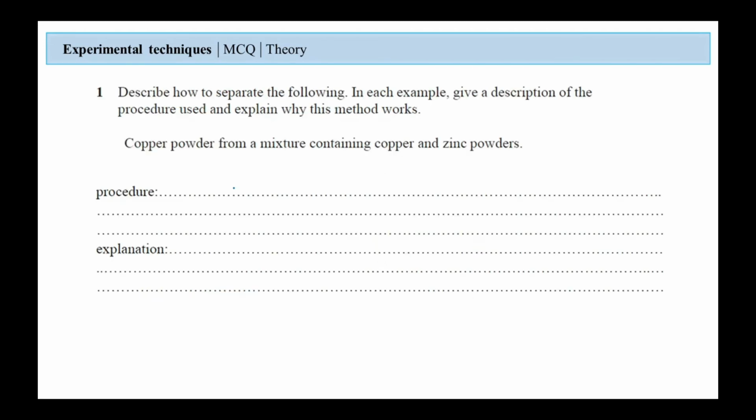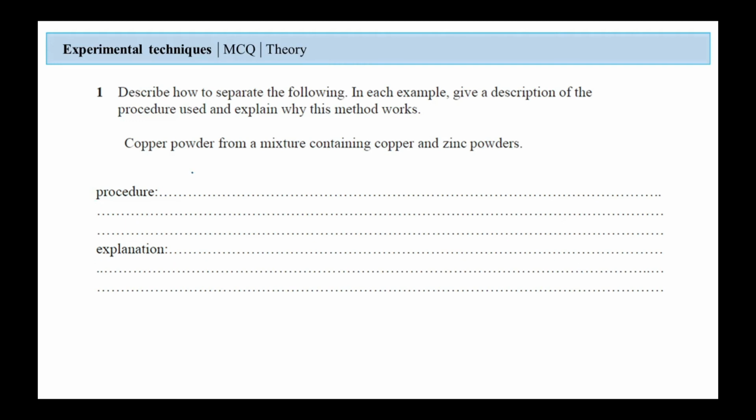Let's see now the theory questions. Question 1. Describe how to separate the following. In each example, give a description of the procedure used and explain why this method works. So here we want to separate copper powder from a mixture containing copper and zinc powders. So what is the procedure and what is the explanation?